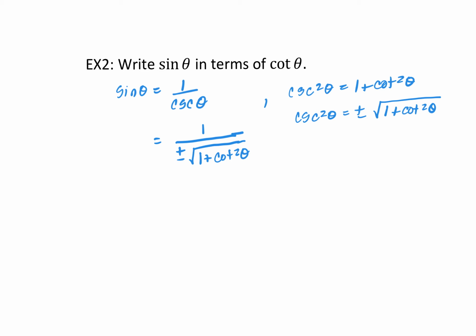So here all I've done is I've rewritten sine so that it's in terms of cotangent. And manipulating these trig functions becomes really important. Now in the book, it might have you rationalize the denominator.